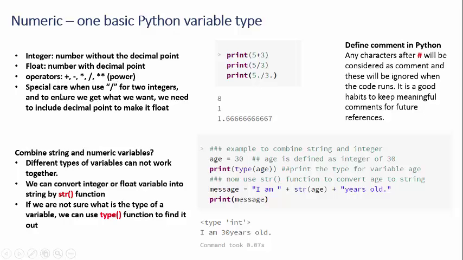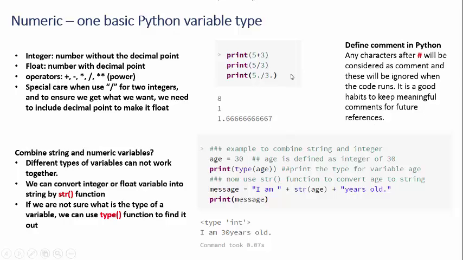So take special care when you use divided by for two integers. To ensure we get what we want, sometimes we need to include the decimal point to make it a float. Here is an example, like print 5 divided by 3.